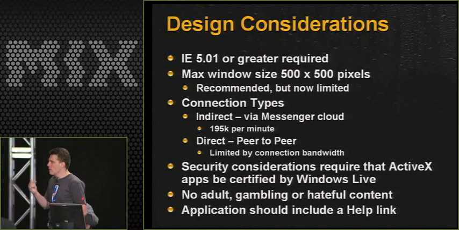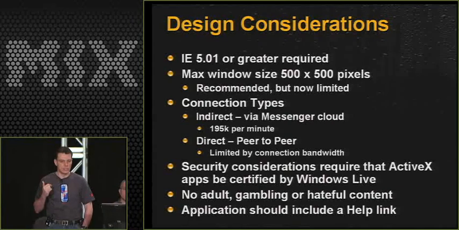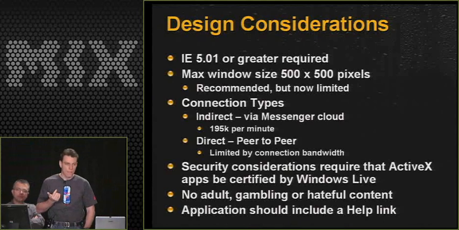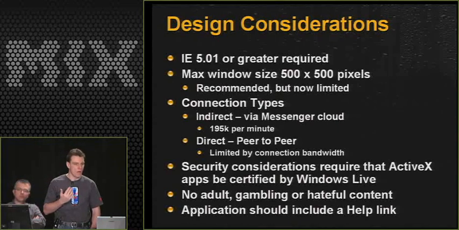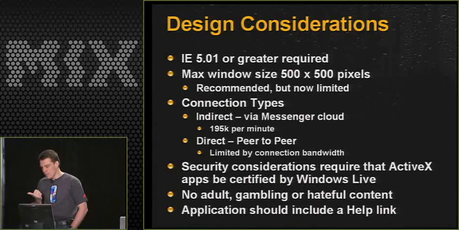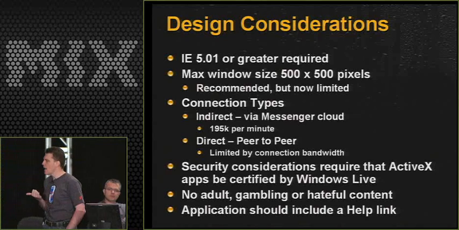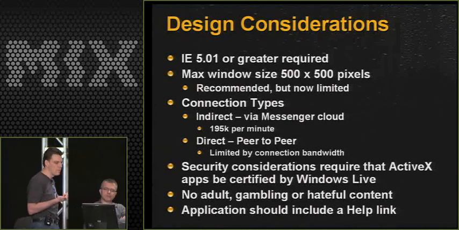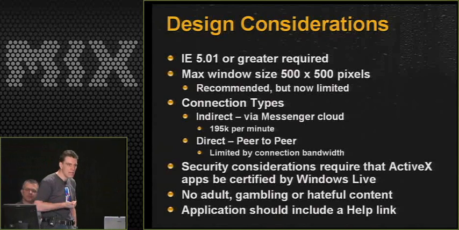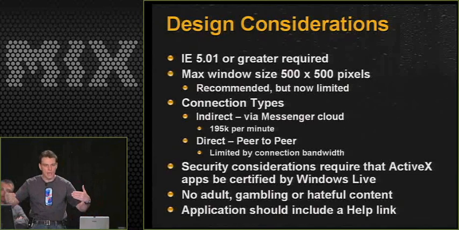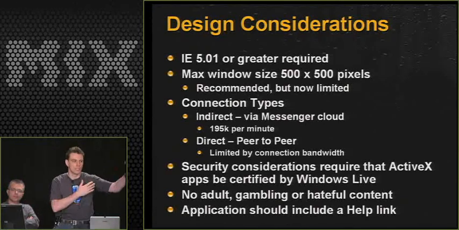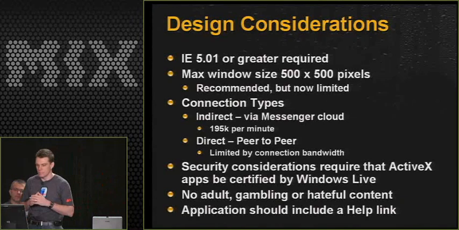Connection types, there's the indirect connection type through the Messenger cloud. You're only at 195K per minute. The direct is peer-to-peer, and really it's limited by the bandwidth between the two clients, because it's using peer-to-peer. You need to think about security considerations here, that ActiveX applications need to be certified, that is provisioned in the Windows Live platform. So in order to get ActiveX capability out to other users, you can test ActiveX locally between two machines if you want to. We don't put any limitations there.